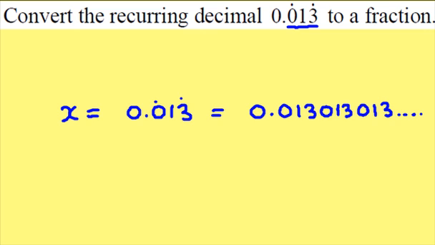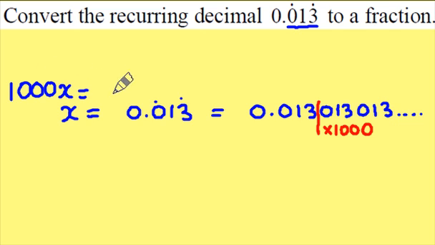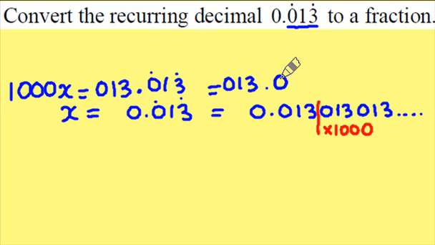Now, the next point it recurs at is after the 3, and this time to move the decimal along, I'm going to have to times the numbers by 1000. Timesing the whole line by 1000 produces 1000 x's, and I'm left with 013.013 recurring, which is 013.013. So the recurring component is still the same and the digits do line up.